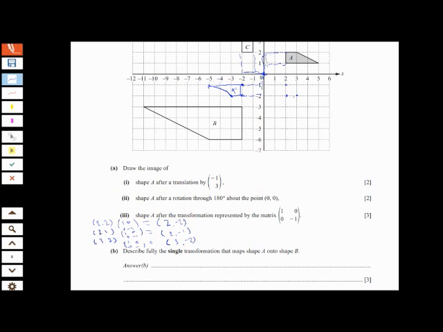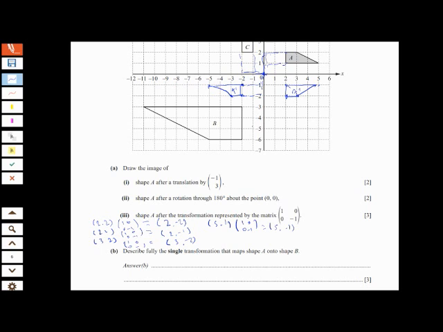Or you can do just the same thing with the fourth point. The fourth point is 5, 1. Same thing, times 1, 0, 0, -1, and you'll get 5, -1. That's the last point. Connect the points, and that's your last shape.